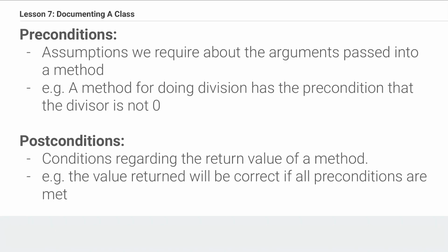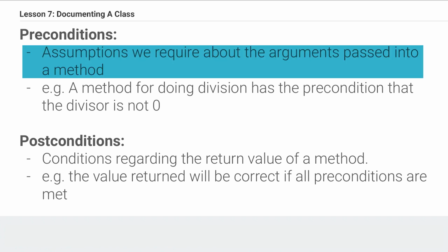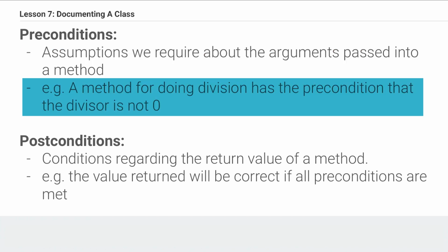When you're working on writing comments, one of the most useful things you can comment is going to be the new methods, each method that you write. And so one of the things you're going to want to add to your methods is going to be preconditions and postconditions. Preconditions are assumptions that we make about the arguments or the parameters that are passed into a method. For example, if you have a method that does division, one of the preconditions is that the divisor you pass in is not 0. We can assume that the person using our code will not violate these preconditions.